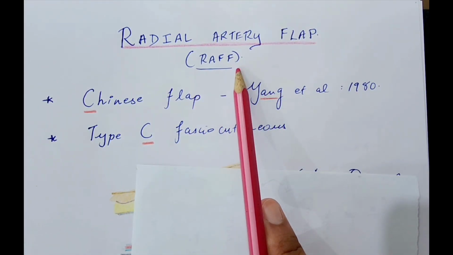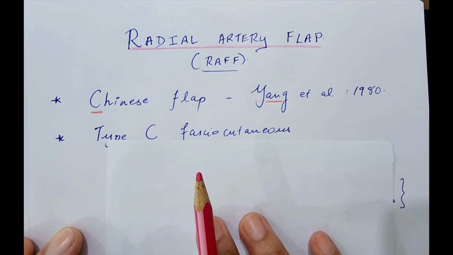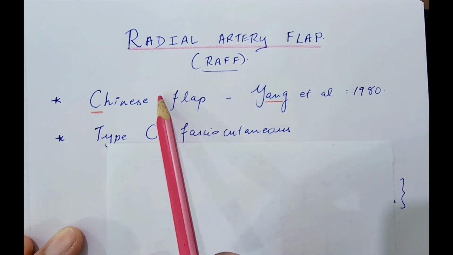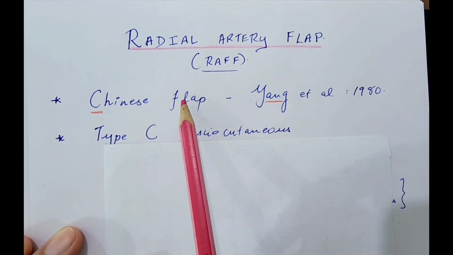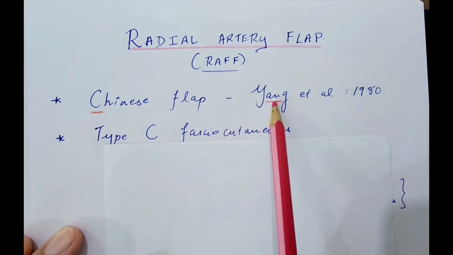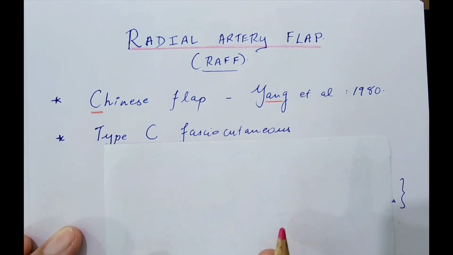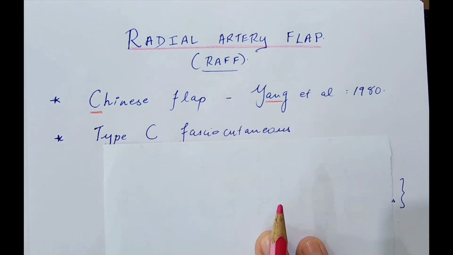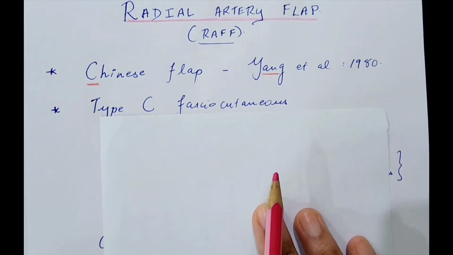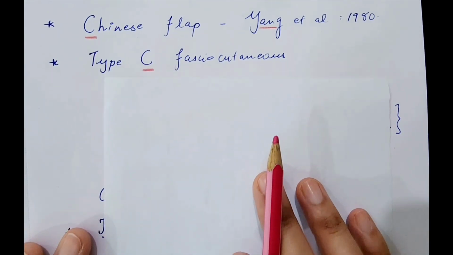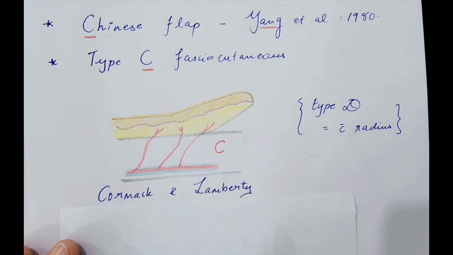Short form is RAFF. This was first described somewhere around the 1980s by Chinese medical students, hence it is known as the Chinese flap, described by Yang et al. Now the classification of this flap: it is a fasciocutaneous flap, hence by Cormack and Lambert's classification, it becomes a type C flap.